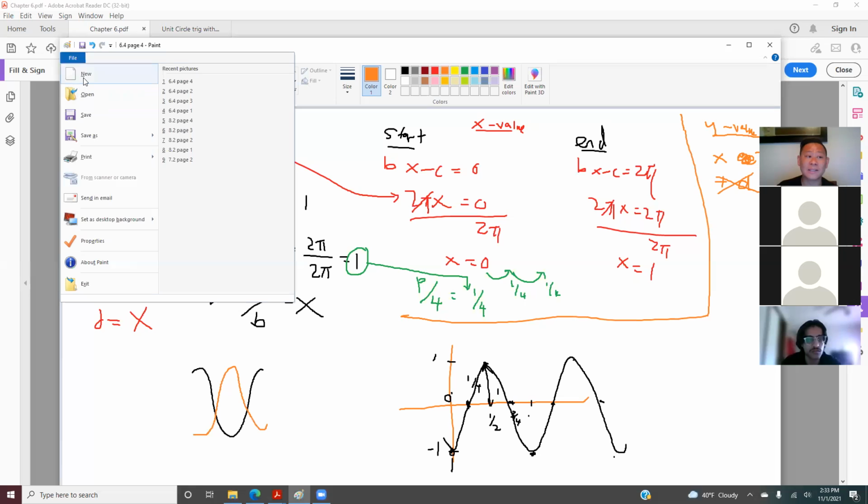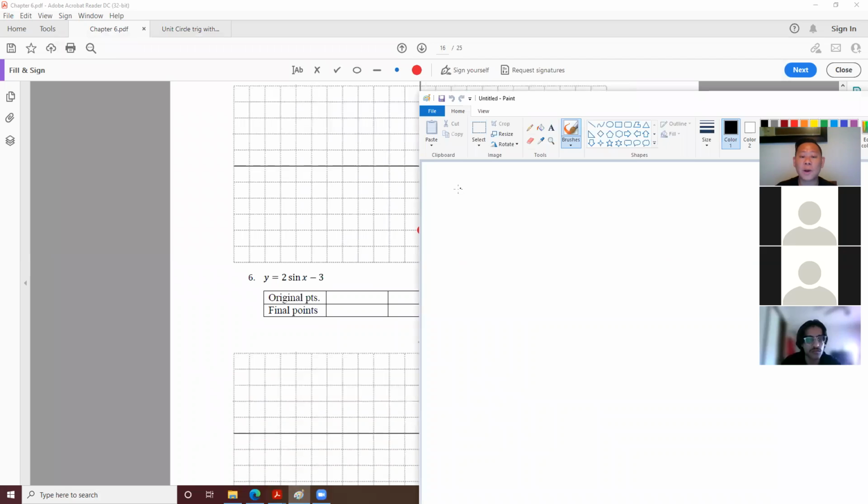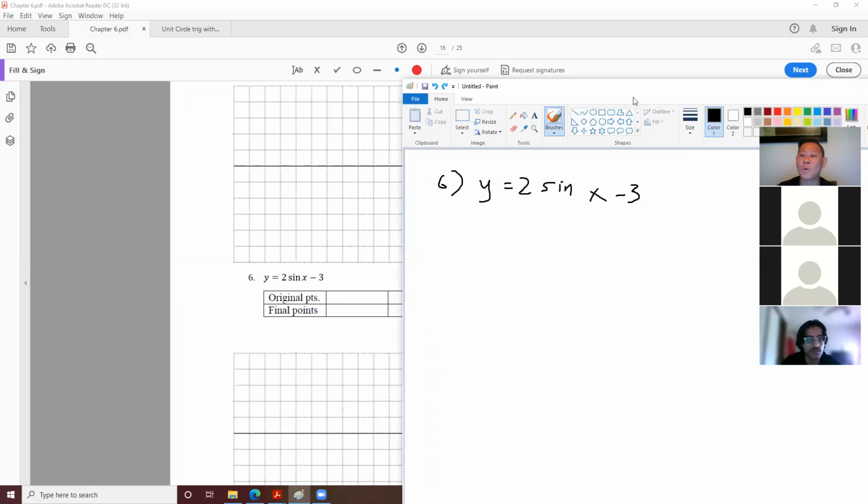Let me do a few more because this is tough. This section is a little bit difficult. Okay. So let's try number 6 here. Y equals 2 sine x minus 3. Now don't forget, this one does not have a parenthesis on it. So do not simply put a parenthesis because this and this are 2 different. If I want to put parentheses on question 6, where should I put it? Just around the x. So if I want to put parentheses, just here.